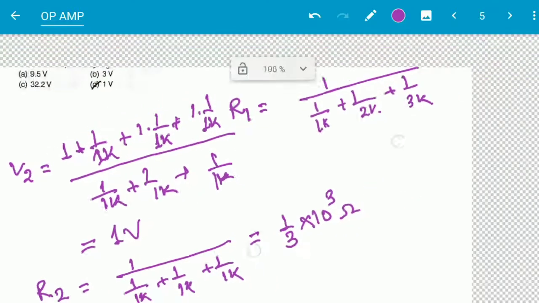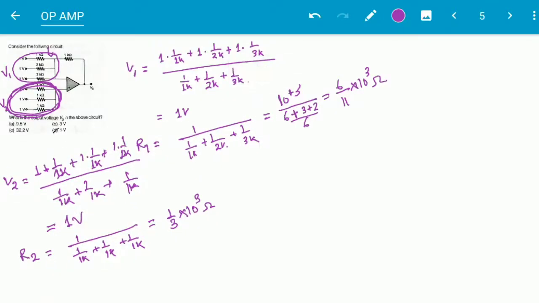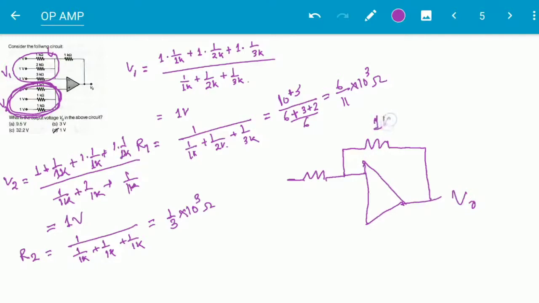So we can redraw this op-amp circuit as this. This is V output, this is 1 kilo ohm given, this is V1, this is R1, this is V2, and this is R2. I have converted all the things. So here I0, here I.